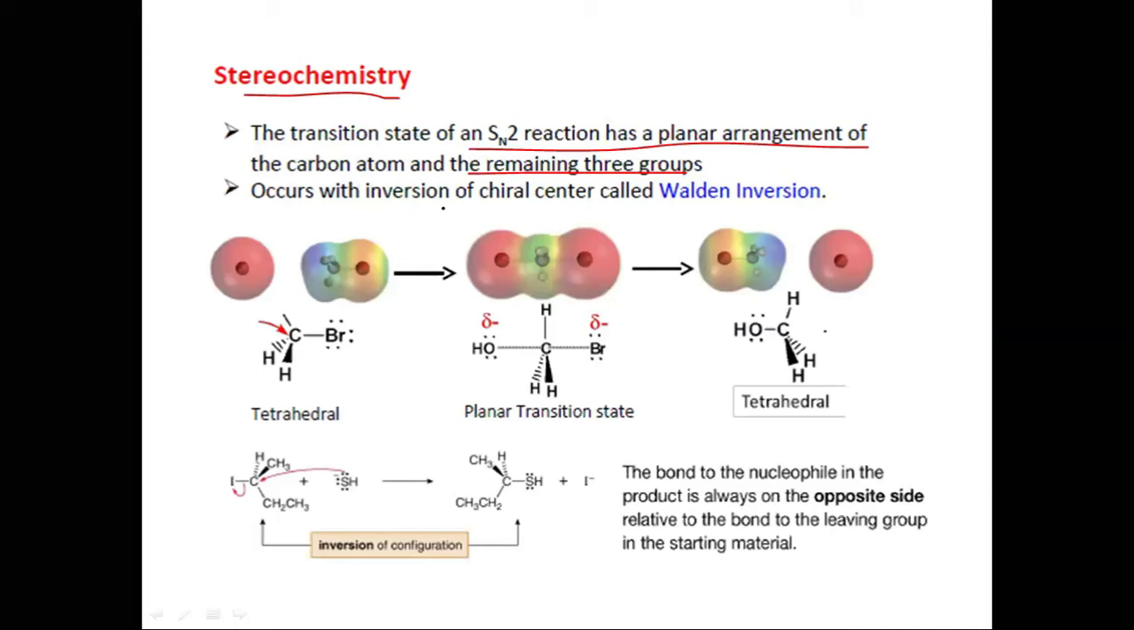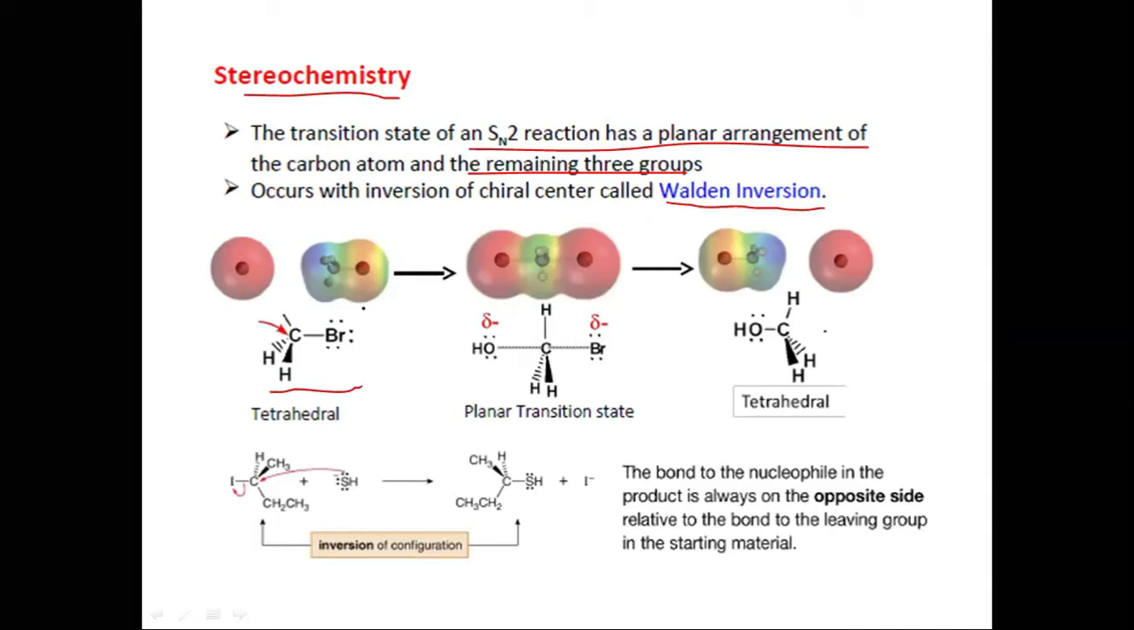So the reaction occurs with inversion of the chiral center, called Walden inversion. I think one of you said in the last class that Walden inversion can be expected in the SN2 reaction, right? Yes. So if you want to notice this kind of Walden inversion, then the substrate needs to be an optically active substrate.